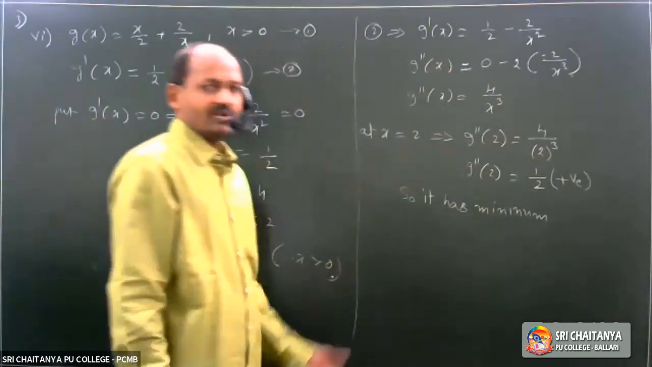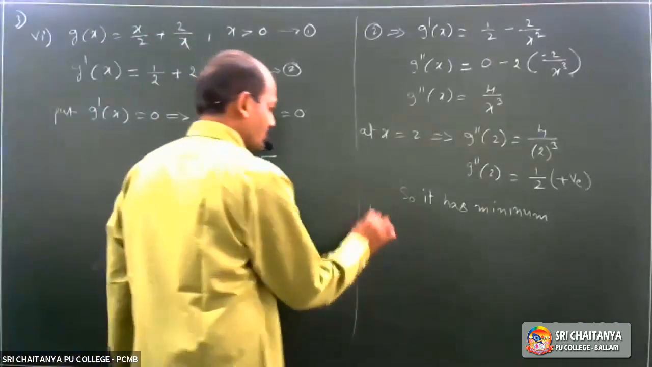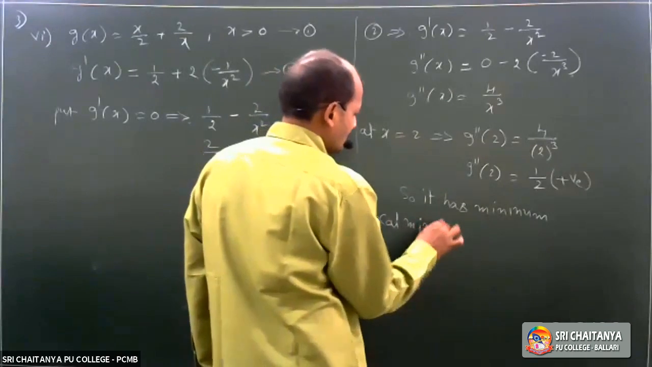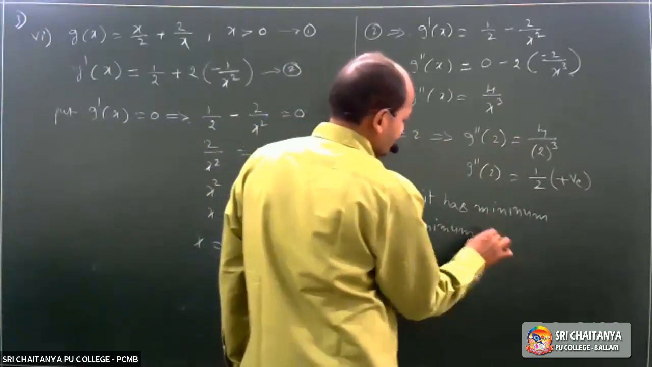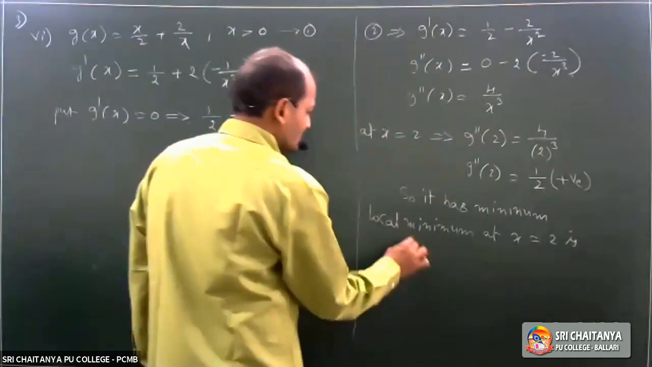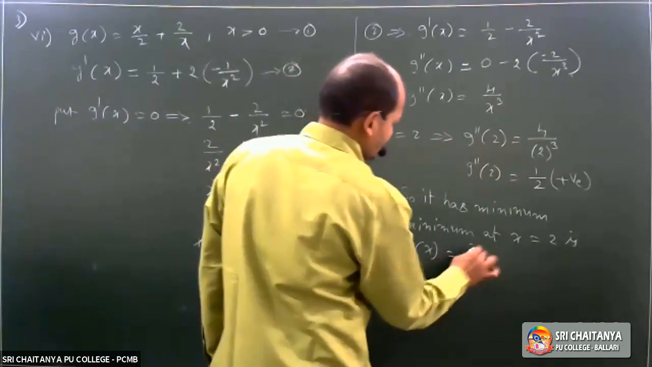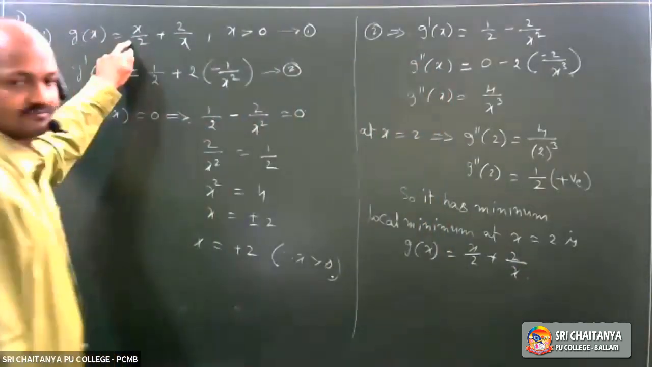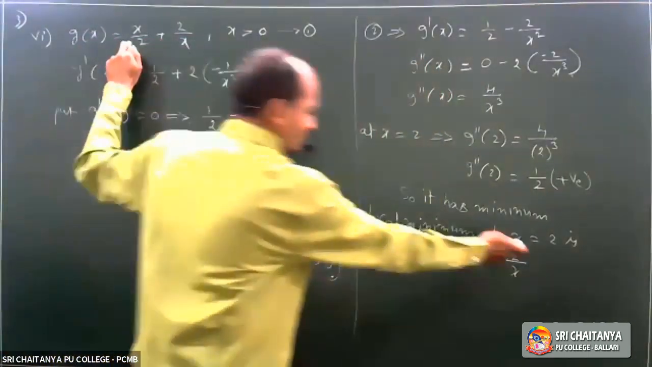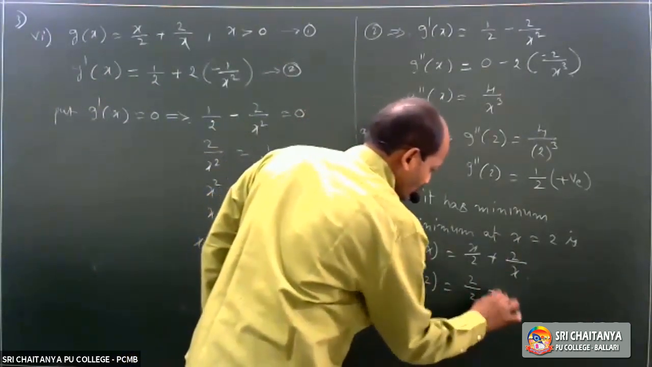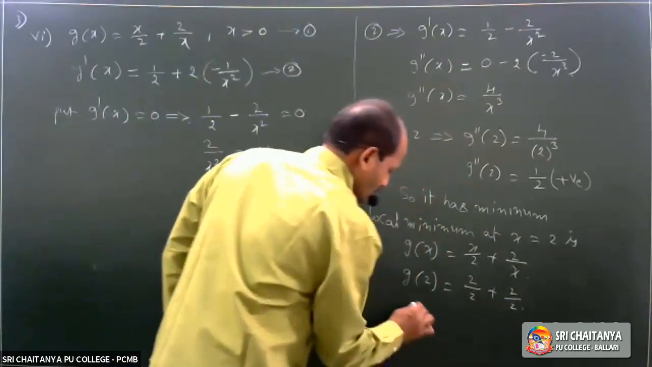Next, how to find the minimum value? Therefore, the local minimum at x equal to 2 is: g of x, that is x by 2 plus 2 by x, the given function. So at x equal to 2, g of 2 is equal to 2 by 2 plus 2 divided by 2, we get 2.